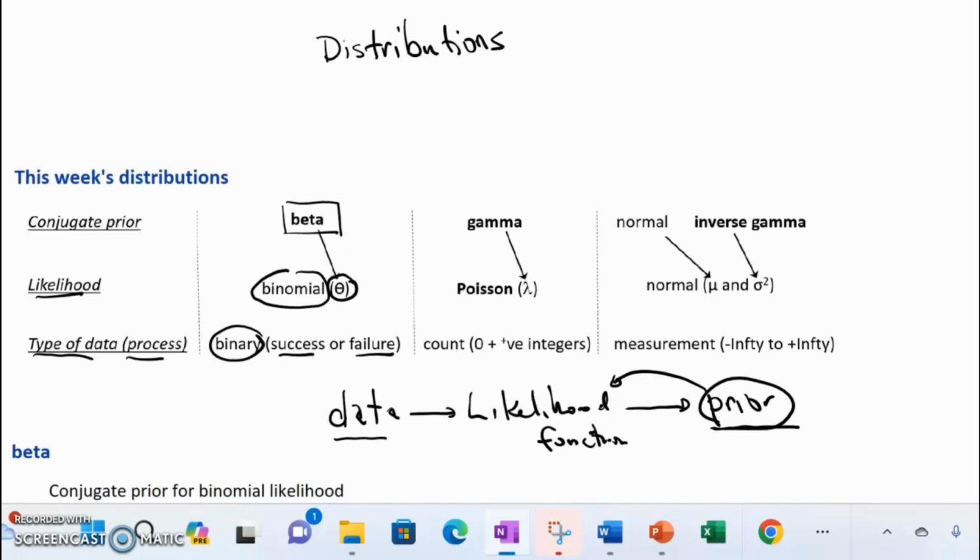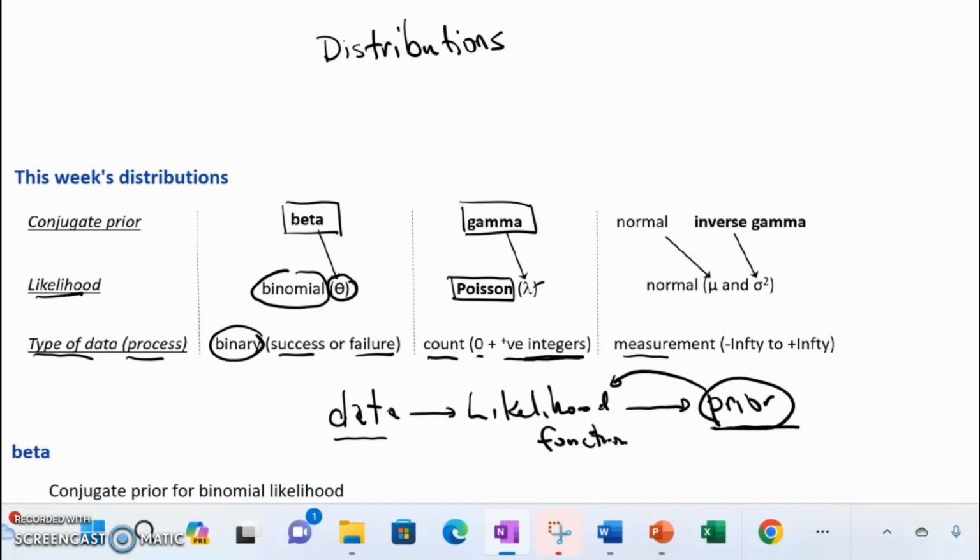Another type of data is when we've got counts. In other words, we're going to have 0 or positive integers. The likelihood function is going to be the Poisson distribution, and the thing we're interested in is the expected value of the number of counts. In other words, the mean number of counts, and it's going to have as its conjugate prior the gamma distribution.